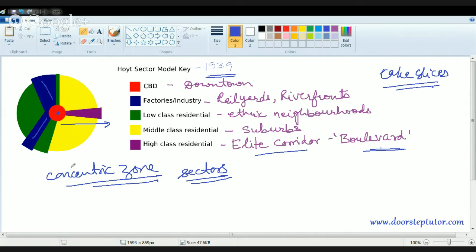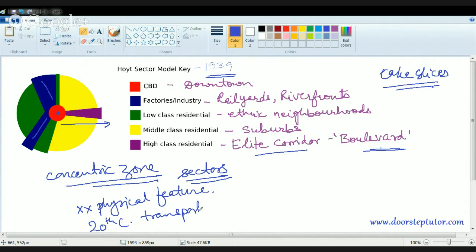And finally, the most important critique of this theory, the most important thing we must know, is that it does not consider the physical factors in the region. So if there is a natural river flowing through or a natural mountain that is cutting across, it does not take that into consideration. It does not involve any physical feature that is crossing the region. It is based on the 20th century model of transportation. So that is one of the positive things.